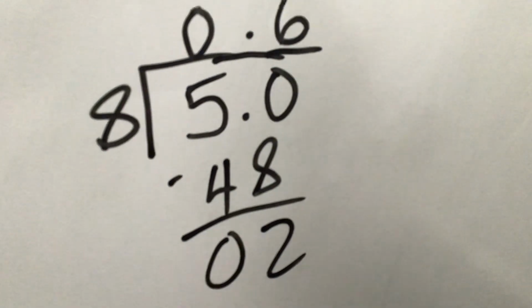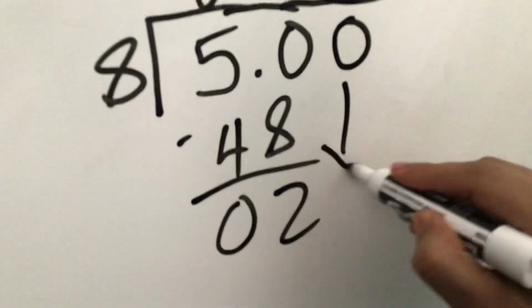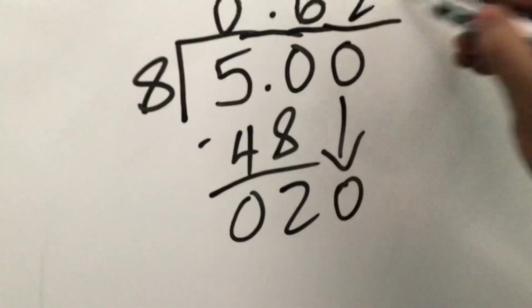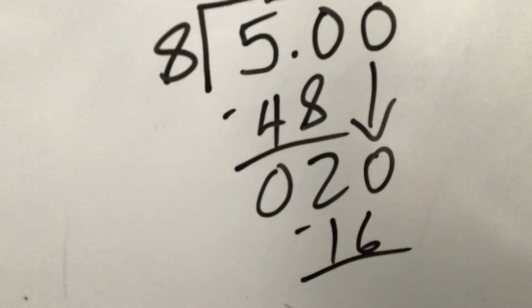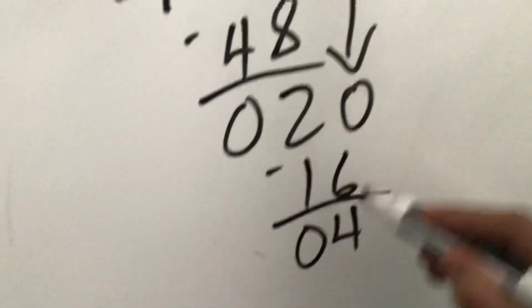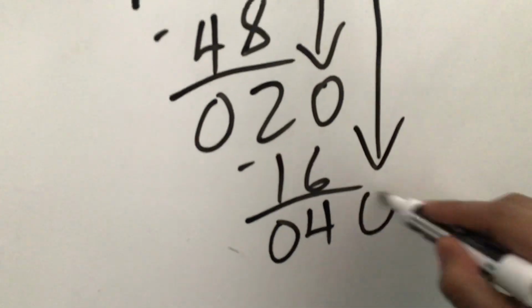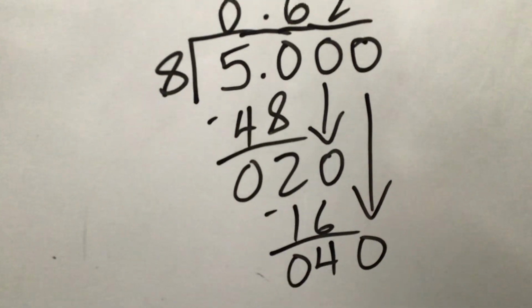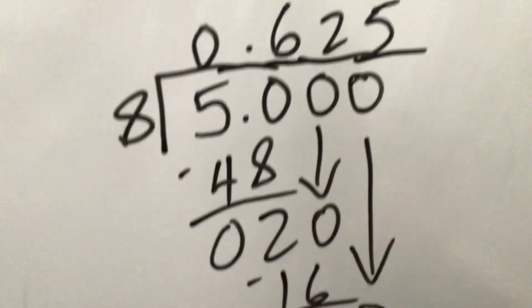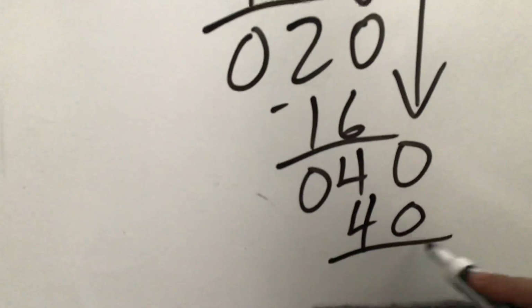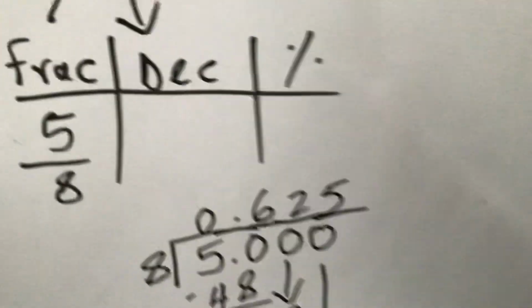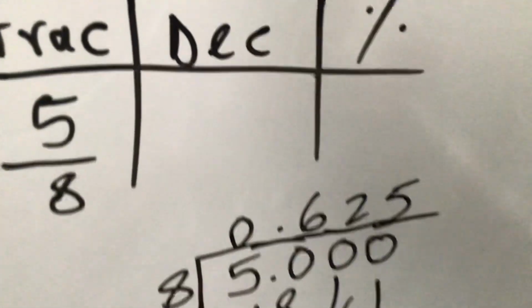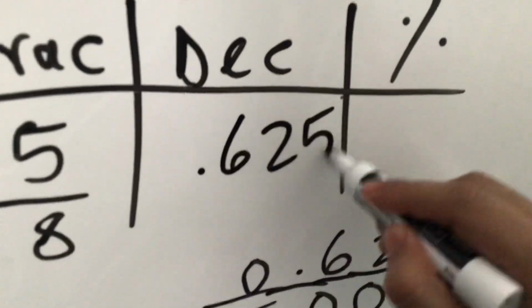Since we don't have any more numbers inside, we need to add another 0 and bring that down, which is going to equal 20. Now 8 will go into 20 twice, and that will be 16. 20 minus 16 will give you 4. So once again, we add a 0 inside, and we bring that down. Now that equals 40. Now 8 goes into 40 5 times, and that would be exactly 40. So the division is done, and there's my answer as a decimal. So 625 thousandths, or 0.625.